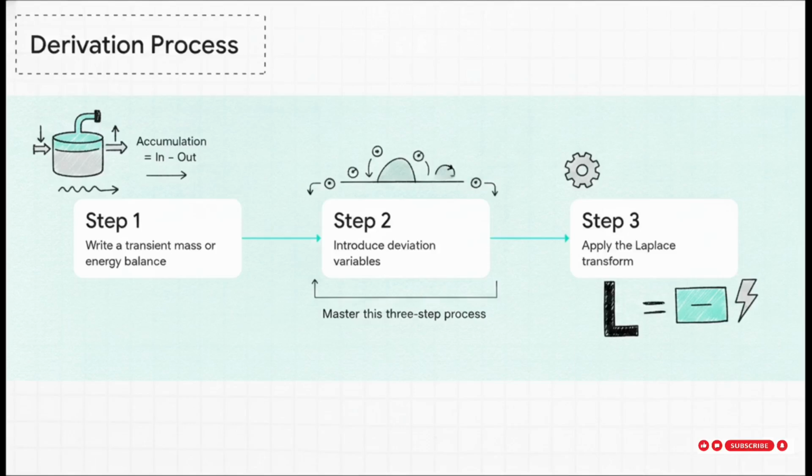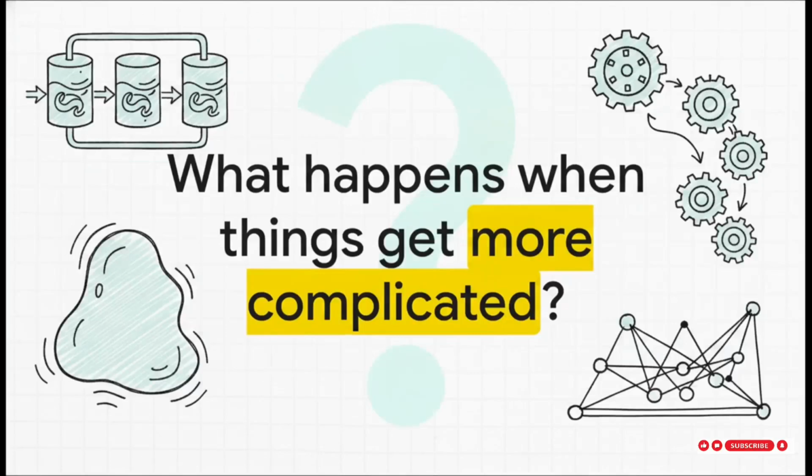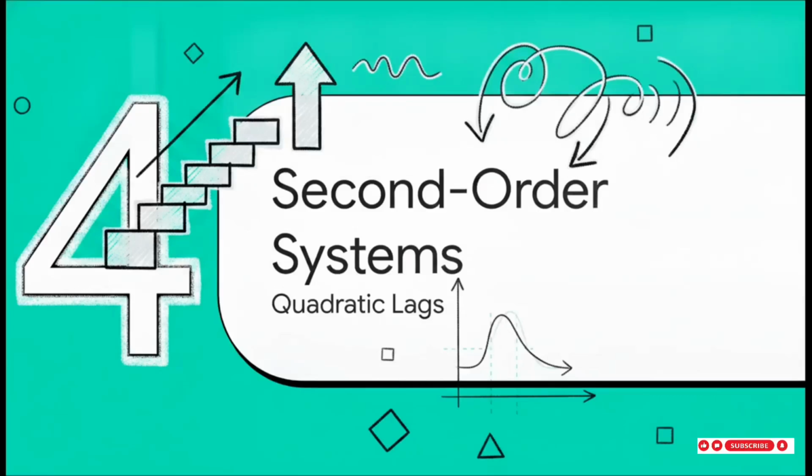Master this 3-step process, and you can model literally any first-order system. But what happens when we start connecting multiple tanks together? Or what about when the fluid itself is so heavy that it has its own momentum and inertia? Well, that simple first-order model completely stops working. And that transition question propels us right into Section 4, Second-Order Systems Explained.